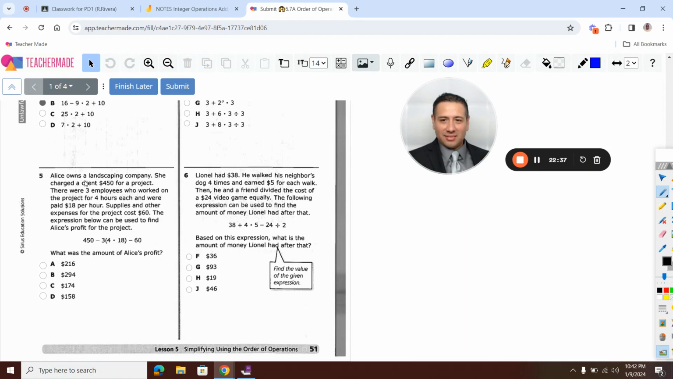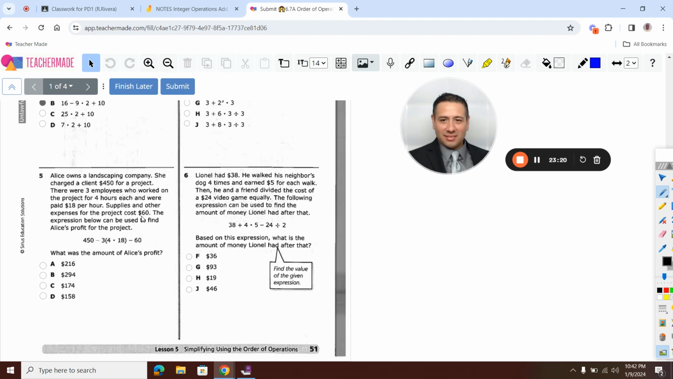So we have here Alice owns a landscaping company. She charged the client $450 for a project. There were 3 employees who worked on the project for 4 hours each and were paid $18 per hour. Supplies and other expenses for the project cost $60. The expression below can be used to find Alice's profit, how much she made. Okay, so she made $450, but now she has to subtract to pay the employees, and she has to subtract to pay for the supplies. So we're going to use this expression to find out how much did Alice really make on this landscaping project.